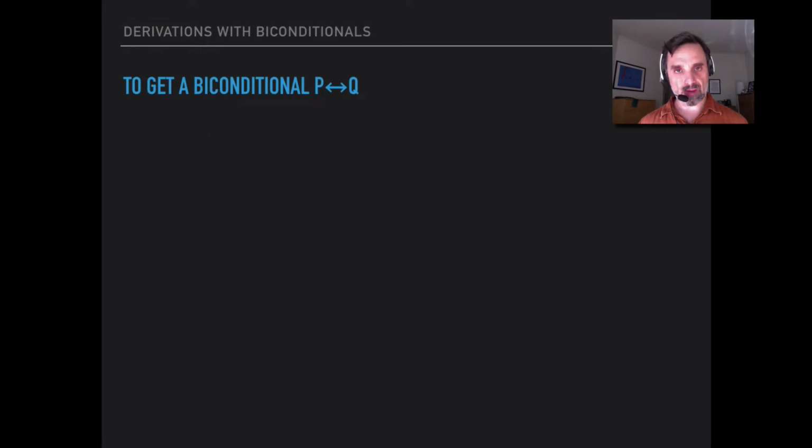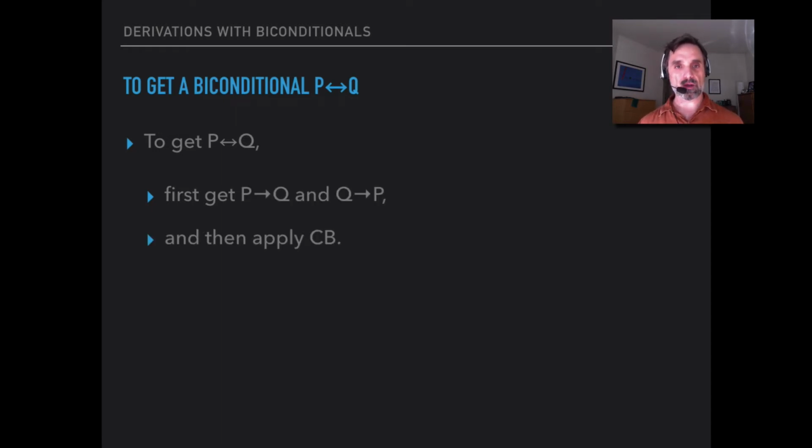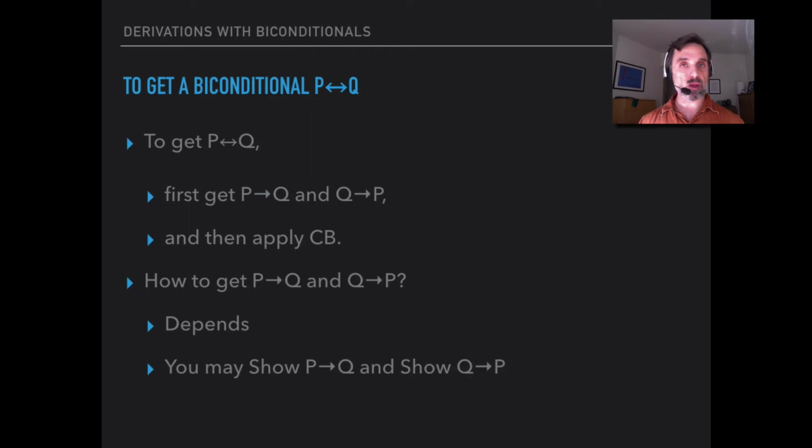What about getting a biconditional P if and only if Q? Well, in the simplest case, you would have if P then Q and if Q then P, and then you'd apply CB. Now, sometimes you might be lucky and you'll already have both if P then Q and if Q then P, but sometimes you won't. Sometimes you'll have neither. Sometimes you'll have one but not the other. And so you'll have to ask, well, how am I going to get them? And it depends. You may be able to infer them, you may already have them, but you may have to do a subderivation of each one separately.